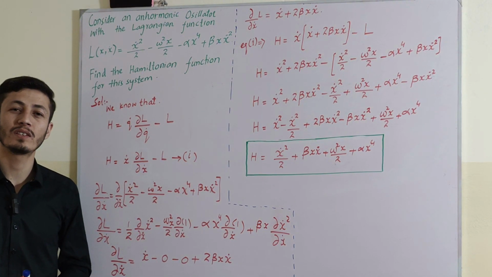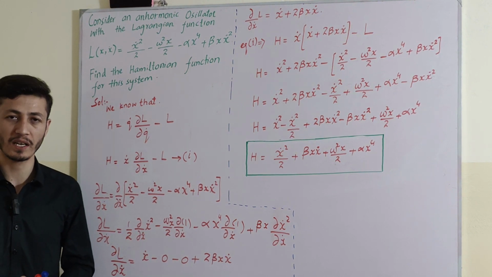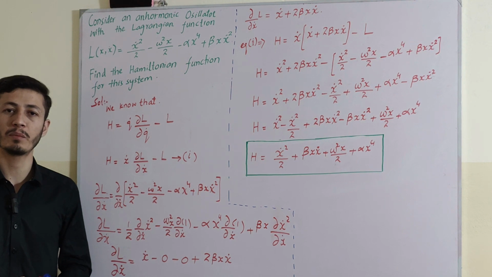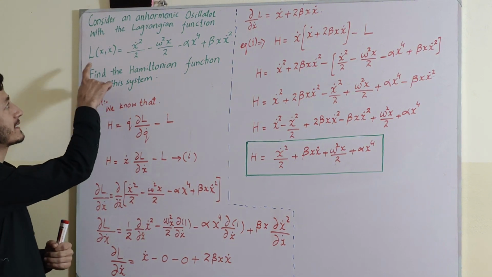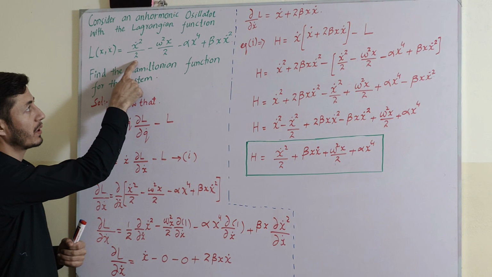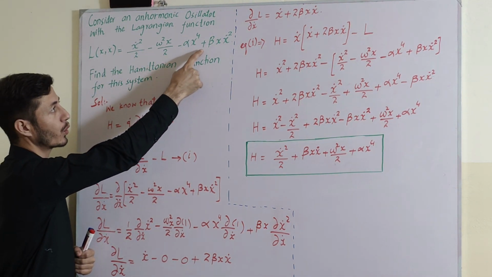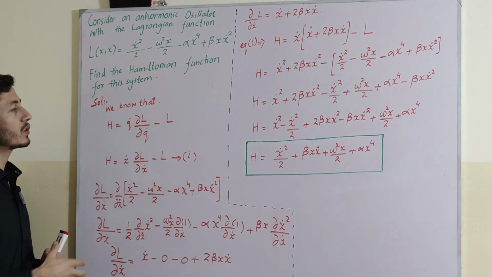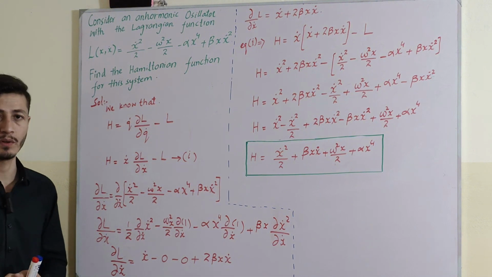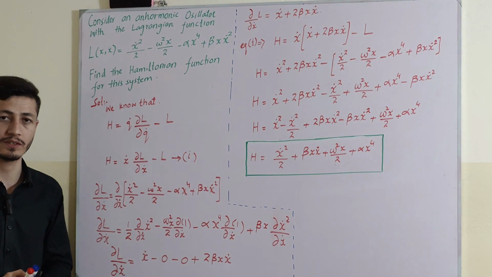Today I am here to solve the sample paper solution of the Skoltech scholarship test. The question is from classical mechanics and from the sample paper of mathematical and theoretical physics. Consider an anharmonic oscillator with a Lagrangian function L(x, x dot) equal to x dot square by 2 minus omega square x square by 2 minus alpha x power 4 plus beta x into x dot square. Then find the Hamiltonian function for this system. We have a Lagrangian function and we have to find the Hamiltonian function for the system.